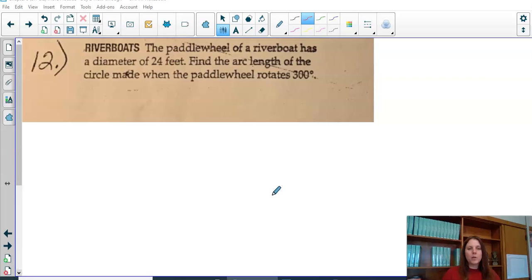Number 12 says a paddle wheel of a riverboat has a diameter of 24 feet. Find the arc length of the circle made when the paddle wheel rotates 300 degrees.